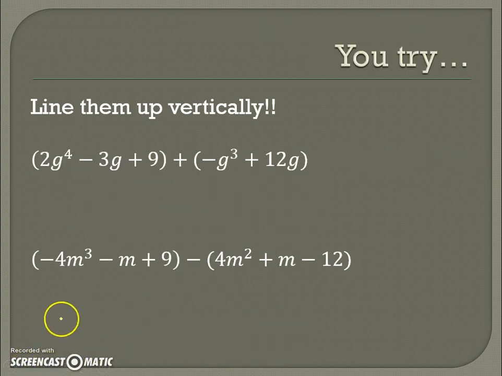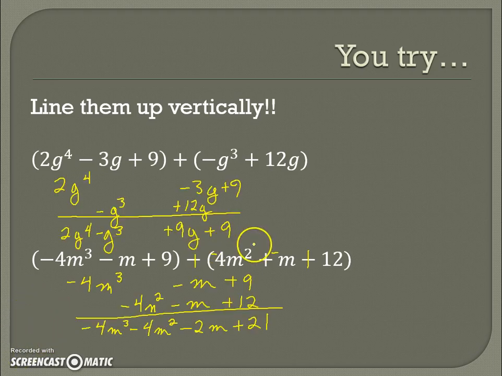So here's a couple for you to try. The answers will be up in 3, 2, 1. All right, so here are the two answers I got. 2g to the fourth minus g cubed plus 9y plus 9. Down here, negative 4m cubed minus 4m squared minus 2m plus 21. Again, make sure you line things up. It makes it easier to approach that.